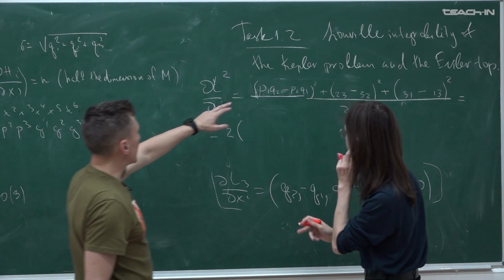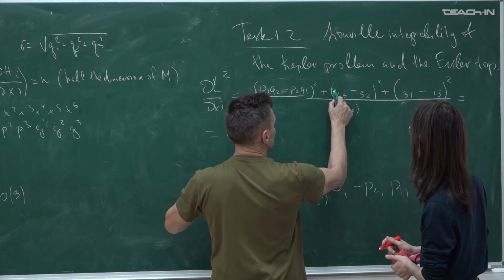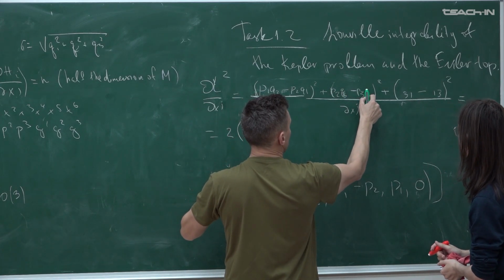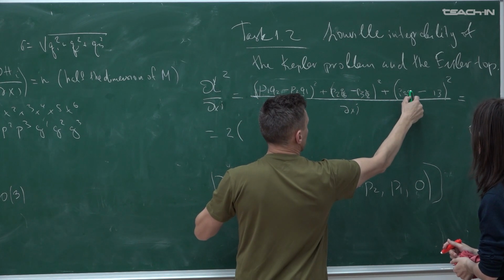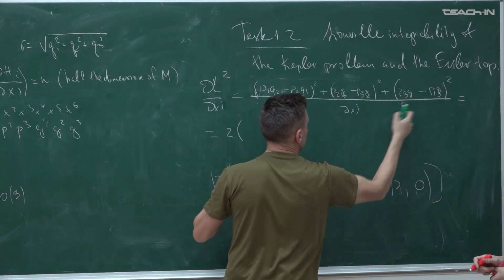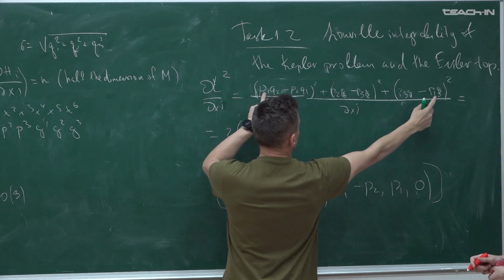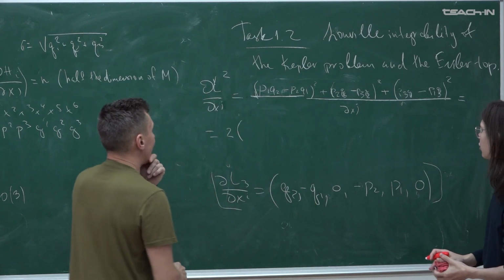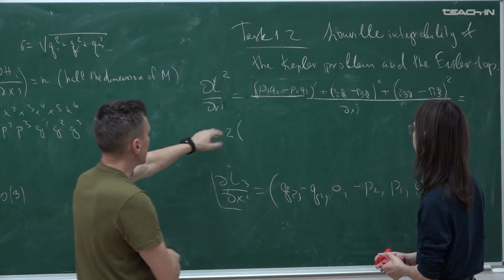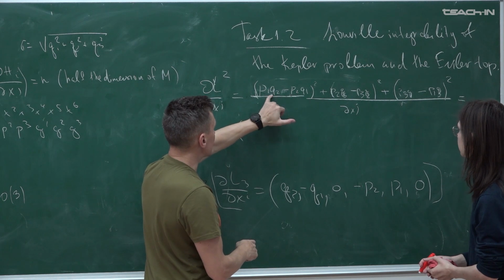Okay, with respect to P1, so it's PQ, PQ, PQ. With respect to P1, there are two derivatives here and here. It will be the square of the component multiplied by Q2.